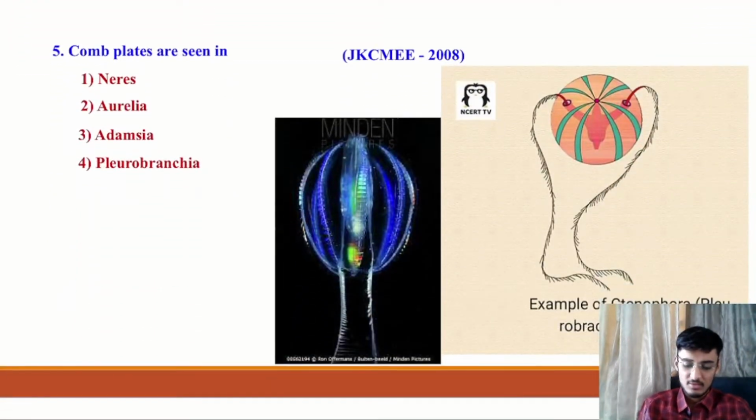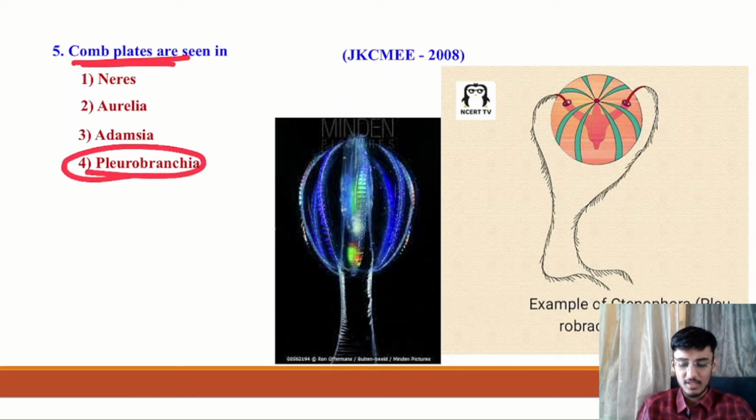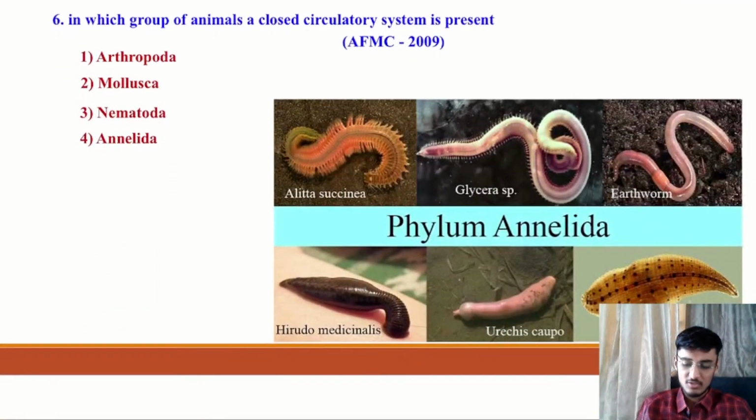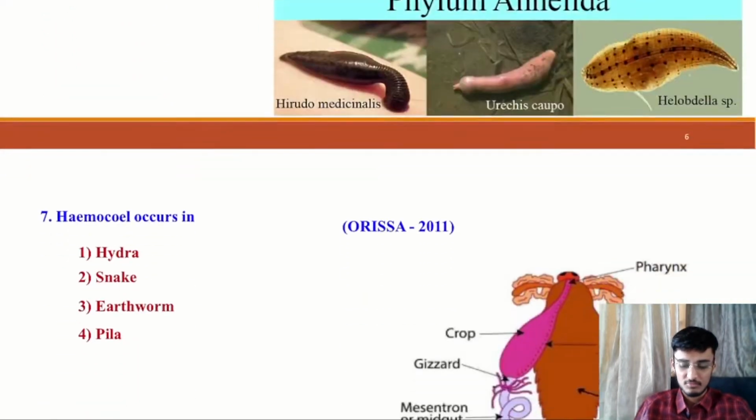Now let us discuss: comb plates are seen in. You can see the figure. Every question has figures, so you can easily get an idea about the question and get an instant answer from the figure. Comb plates are seen in Pleurobrachia. So your answer should be 4. Next question: in which group of animals is a closed circulatory system present? Which phylum? Your phylum is Annelida. So your answer should be 4.